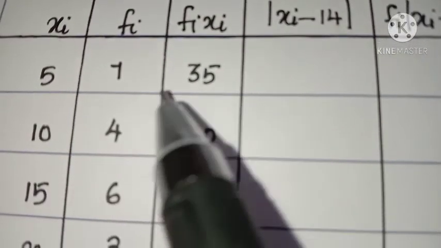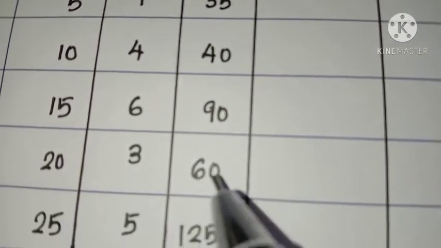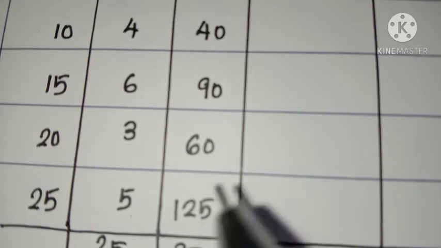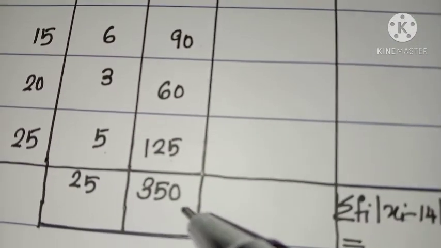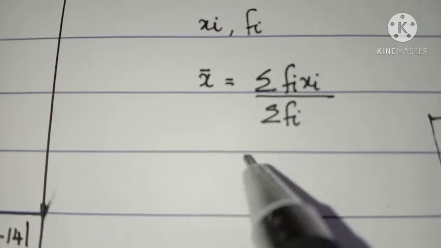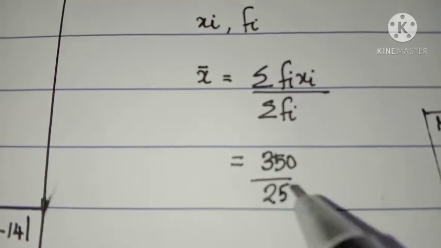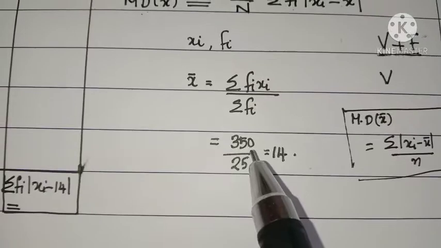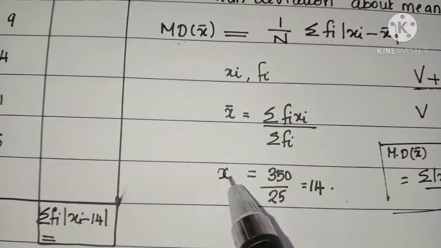So 5 into 7, 35. 10 into 4, 40. 15 into 6, 90. 20 into 3, 60. 25 into 5, 125. Now sigma fi xi means add all these values, we get 350. And sigma fi, the total frequency, is 25. Therefore, sigma fi xi by sigma fi is 350 by 25, which is equal to 14. So x bar is equal to 14.